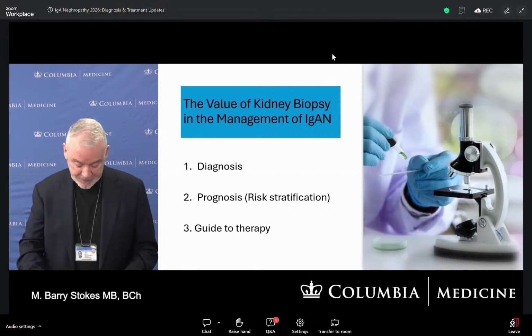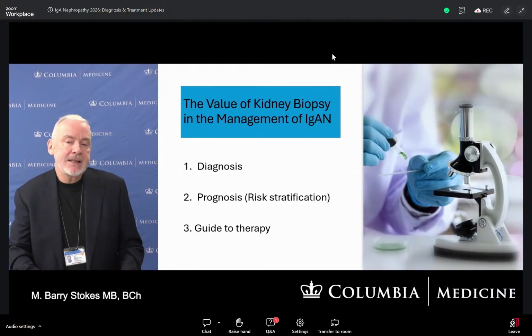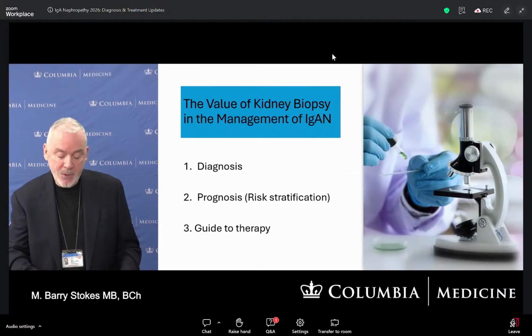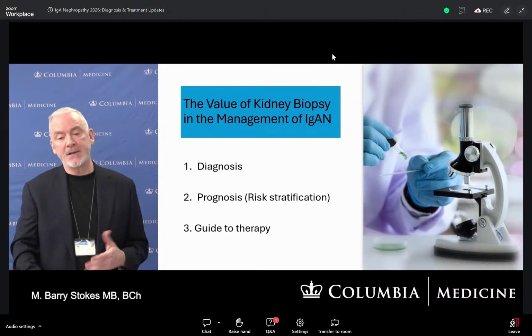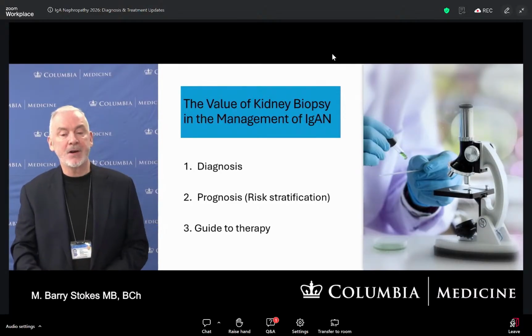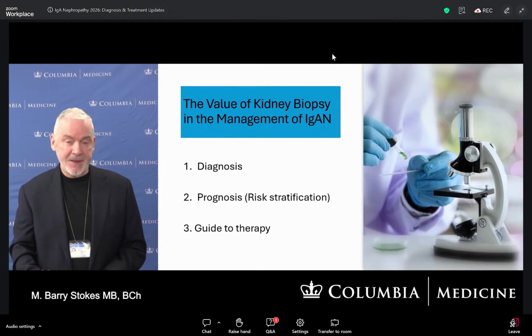And then there's a new area, which is guiding therapy, and this is becoming more and more important with the development of new drugs, trying to, as you've heard Christoph talk about, select the right drugs for the right patient. And pathology can give you some insights into the pathogenesis and the likelihood of response to different treatments.